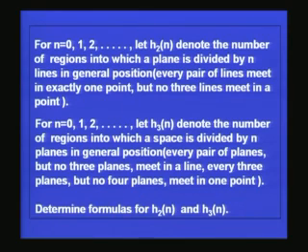By general position, we mean every pair of planes meet in a line but no 3 planes meet in a line, every 3 planes meet in a point but no 4 planes meet in one point. Determine formulas for H2n and H3n. This is the problem. So, let us see how we can form a recurrence relation and find a solution for this.